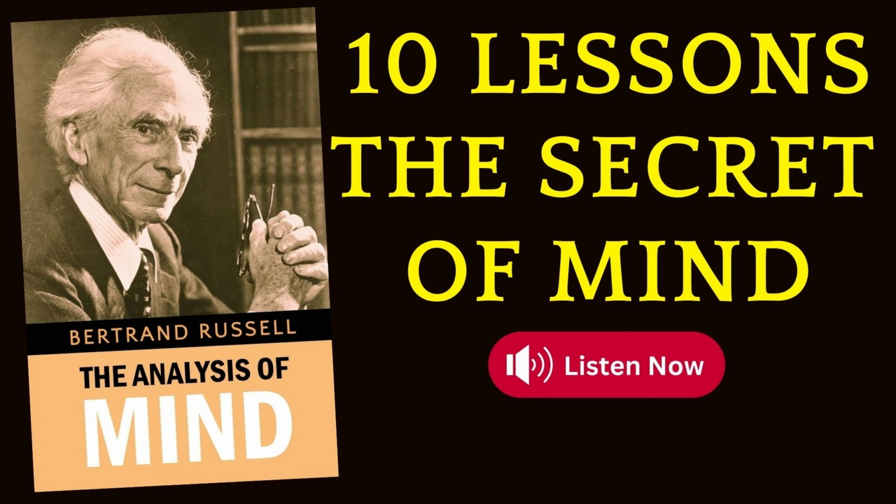3. The role of memory in shaping consciousness. Memory is central to Russell's theory of mind. He argues that much of what we consider to be consciousness depends on our ability to remember past experiences. Memory allows us to link different moments together, creating the continuity that defines our sense of self and experience.